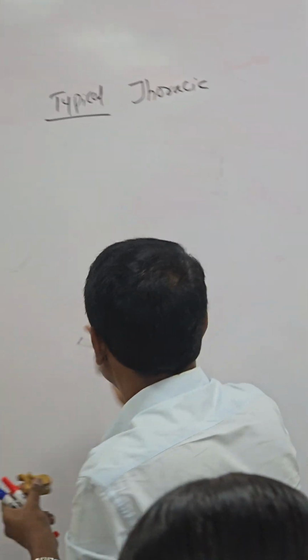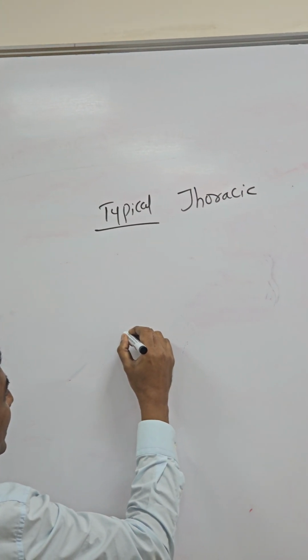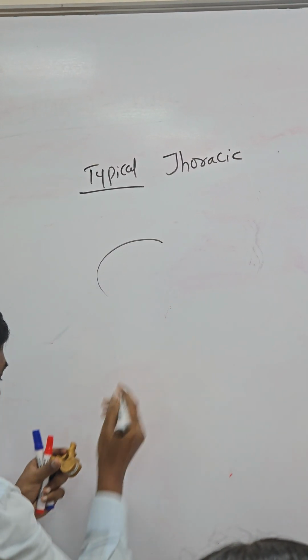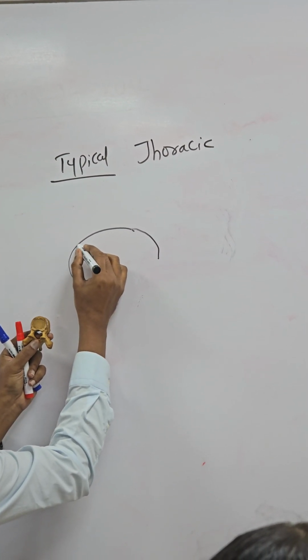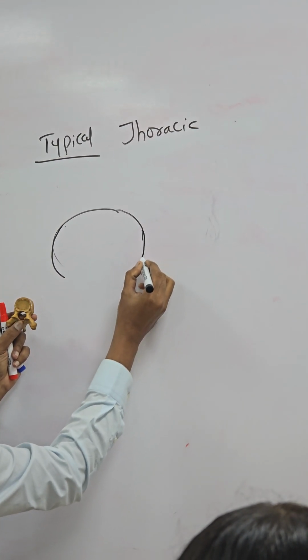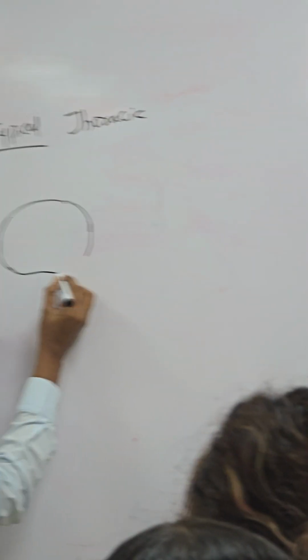Now I'm going to write. This is the anterior aspect. This is exactly what you're seeing. I'm going to enlarge the diagram so that you will understand. So like this. Yes, you're going to see.